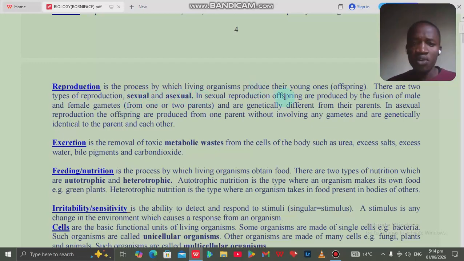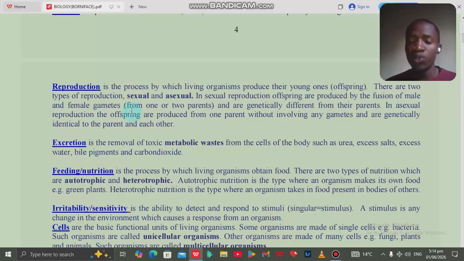So in sexual reproduction, offsprings are produced by the fusion of the male and female gametes. You understand that in the male gamete we have the spermatozoa. In the female gamete we have the oocyte, also known as the egg.